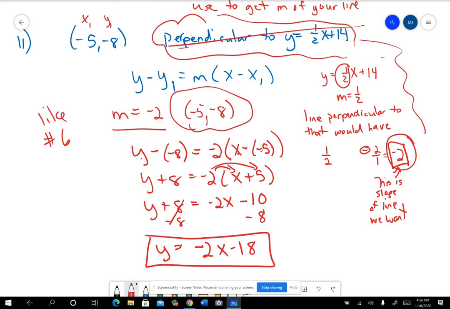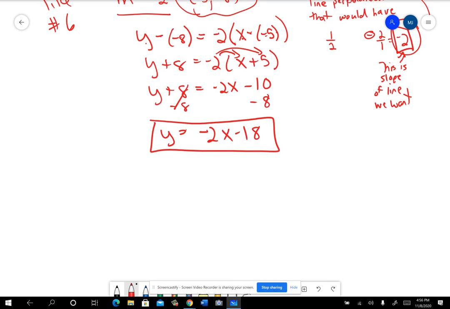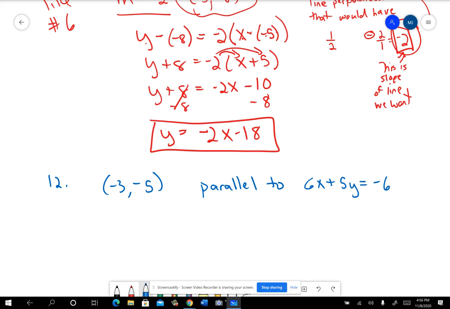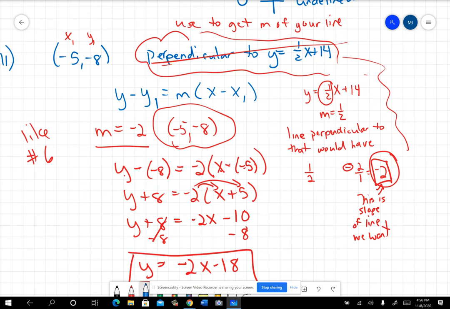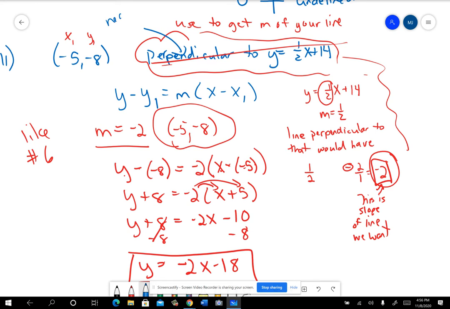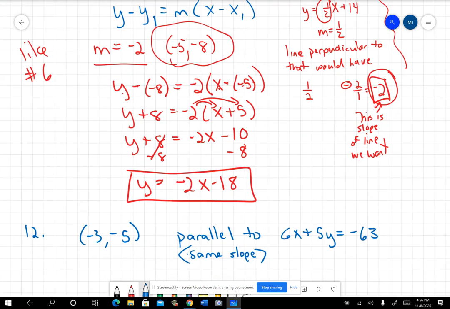All right, let's do the number 12. Number 12 deals with parallel, okay? So number 12 says, write the equation of the line that passes through the point -3, -5, and is parallel to this line, 6x plus 5y equals -63. Parallel to means same slope. Okay, that's what you should think. Up here where you saw perpendicular, when you saw that, you should be thinking negative reciprocals. Slopes are negative reciprocals, okay?